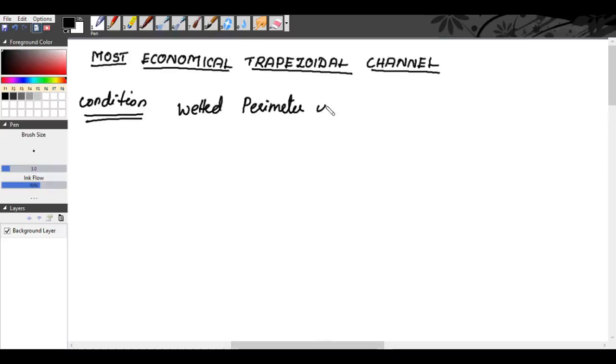So first of all, we will find the wetted perimeter for a trapezoidal channel. Then we will differentiate the wetted perimeter with respect to the depth and equate it to 0, as we did for the rectangular channel. Okay. So first of all, we will draw a trapezoidal channel here.